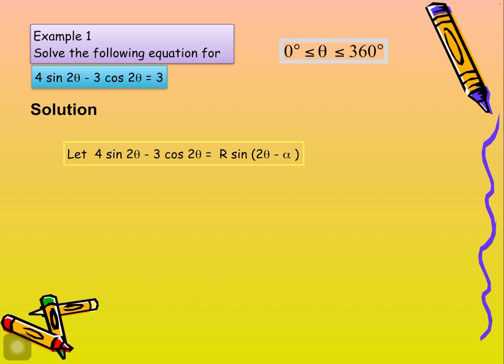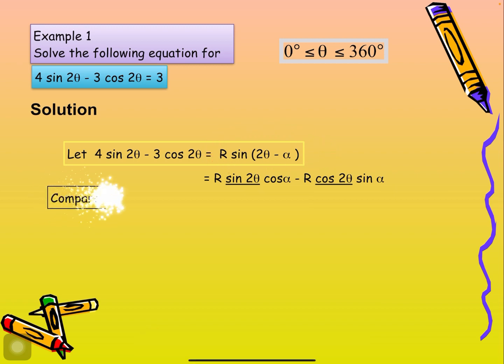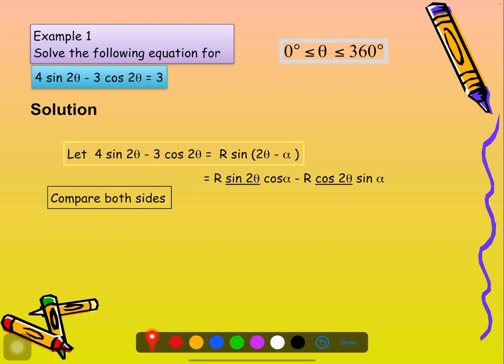What we can observe here is that whenever this is 2 theta, the r sin or r cos here must be 2 theta also. So r sin 2 theta cos alpha minus r cos 2 theta sin alpha. This is from r sin (2 theta minus alpha). Compare both sides.